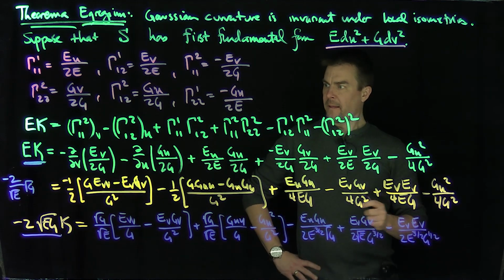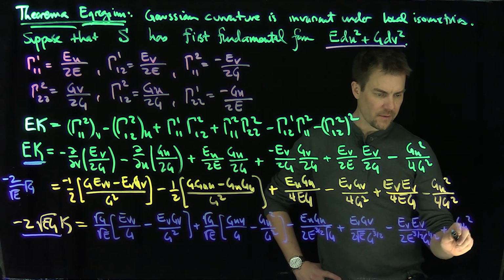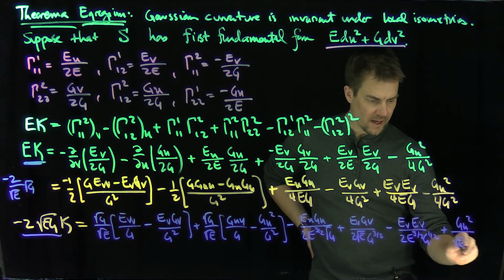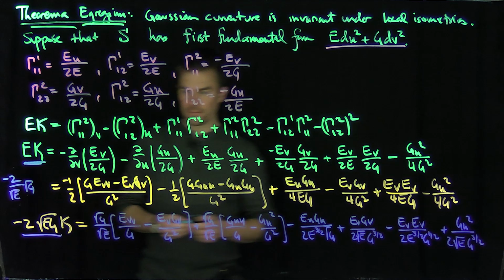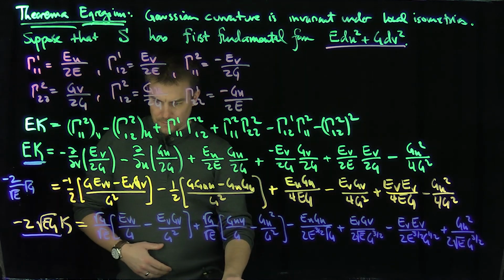Good. And then over here we're going to have a what? Negative G, positive GU squared, and then over what? Over the square root of E times 2, and then a G to the 3/2 power. Excellent. Okay. So let's look at what terms are going to cancel out over here.